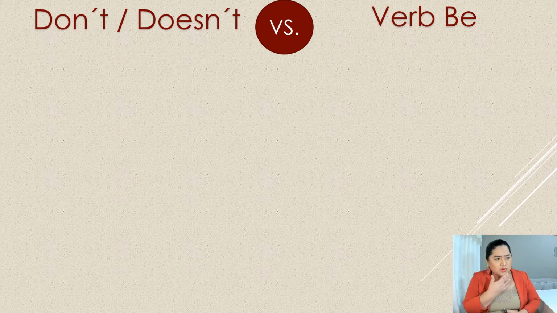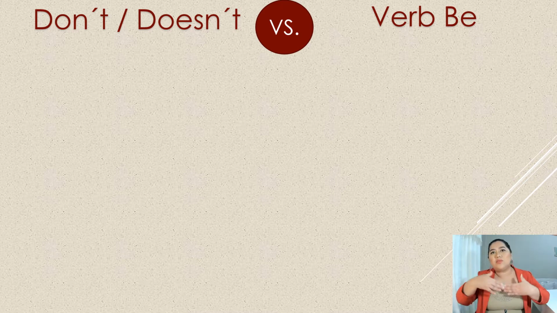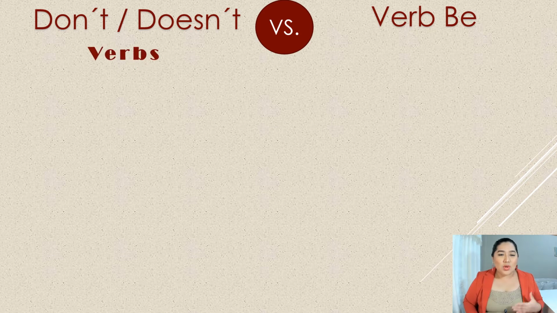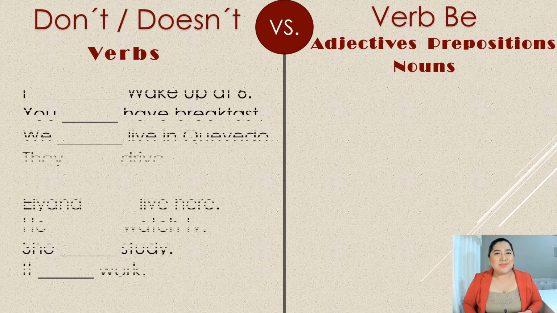But we have learned too about the verb be. And the verb be has three conjugations in negative: am not, isn't, aren't. So what's the difference here? When do we use don't and doesn't? And when do we use the negative form of the verb be? Let's talk about it. First of all, we use don't and doesn't as an auxiliary when you have a verb in a sentence. But you need to write the verb be in negative form when we talk about adjectives, prepositions, or nouns. So come on, let's see some examples here.